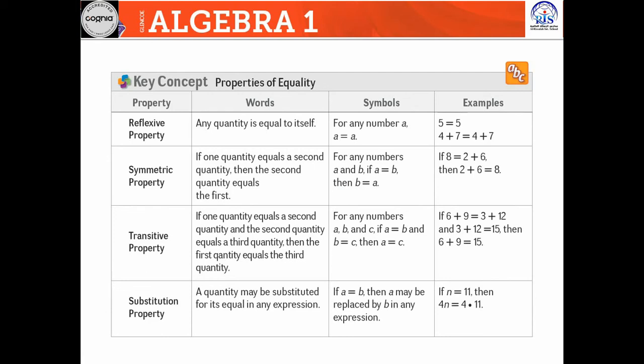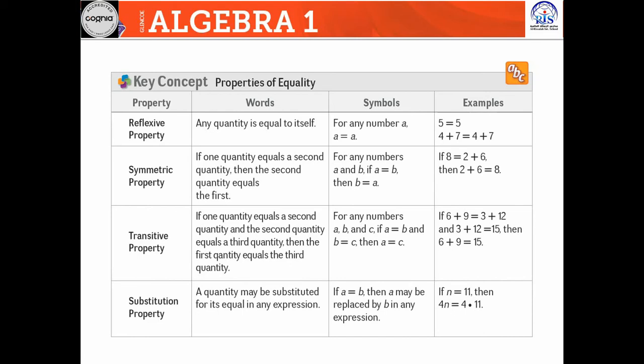Transitive property: when you have A equals B, B equals C, this means A equals C. Why? Because A equals B and B equals C. A and C both equal the same value, which is B. This is called the transitive property. Example, if I say X equals 5 and Y equals 5, this means X and Y are the same. They are equal. When you use this property, it's called the transitive property.